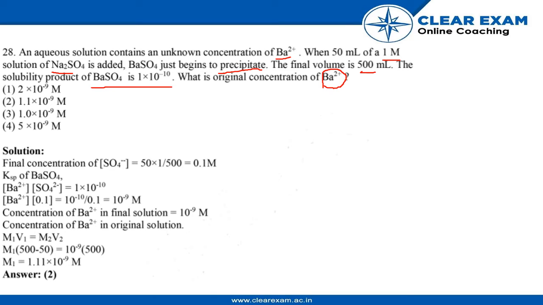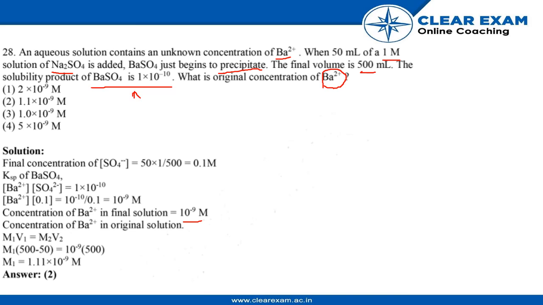Therefore, we know the final volume is 500 ml. The final concentration of SO4 2- equals 50 into 1 upon 500, which equals 0.1 molar. So the Ksp of BaSO4 will be [Ba2+][SO4 2-], which equals 1 into 10 to the power minus 10, which is given here. So the concentration of Ba2+ in the final solution is 10 to the power minus 9 molar.